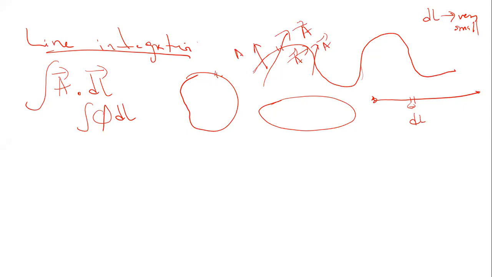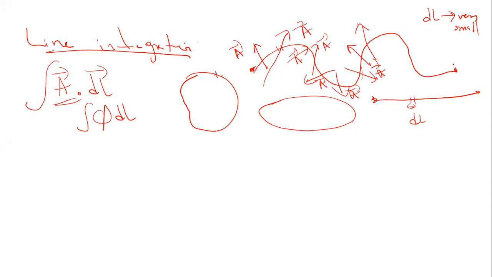So in general, if we talk about any vector field, you can have a vector field which is varying over the space, which can have a variety of directions and a variety of magnitudes, right? So what you are basically doing here is summing this vector field from one end of the line to another end of the line.